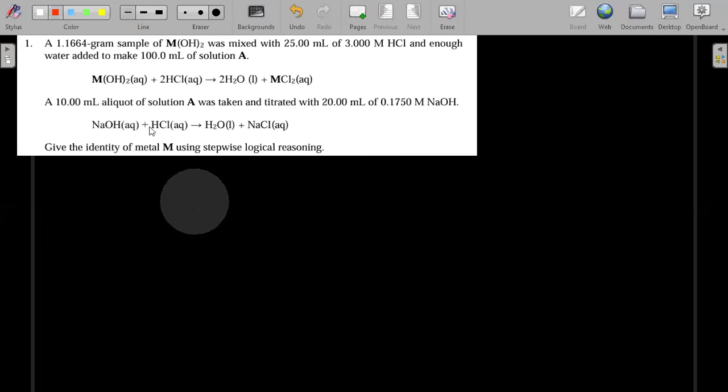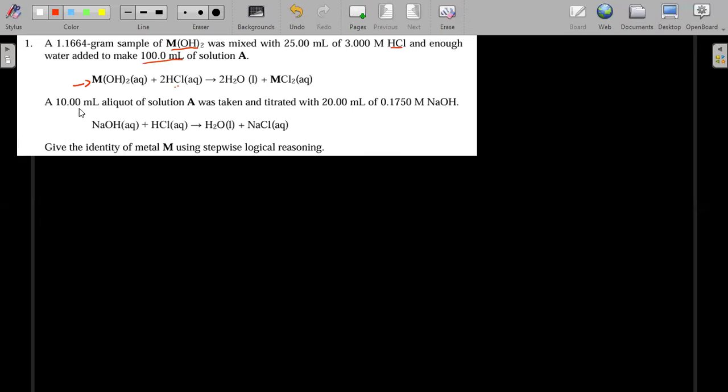On question 1, they're saying a 1.1664 gram sample of this metal hydroxide was mixed with 25 milliliters of 3 molar hydrochloric acid and enough water added to make 100 milliliters of solution A. They have given us the reaction involving the metal hydroxide and the hydrochloric acid. So the question continues.